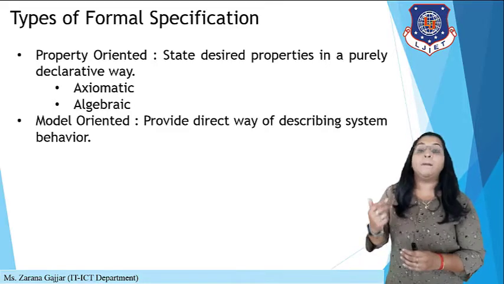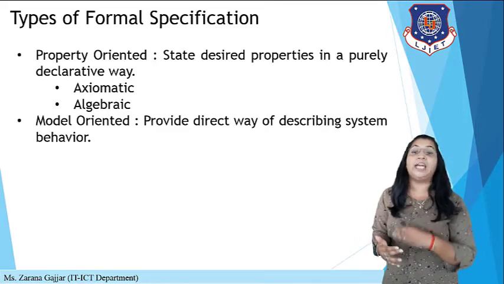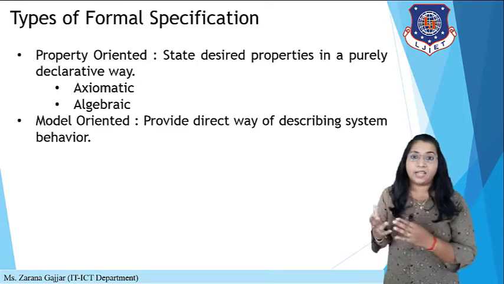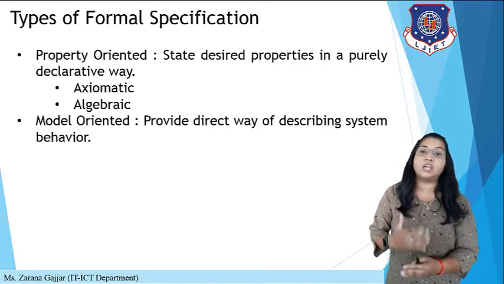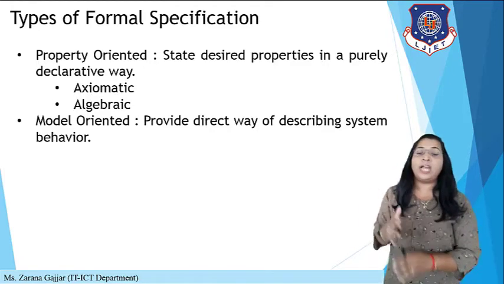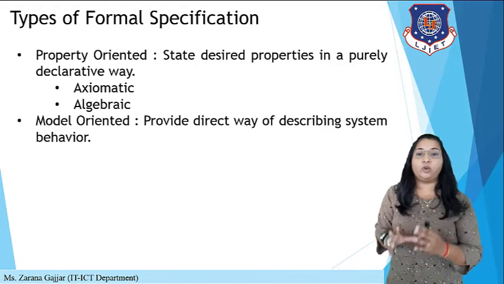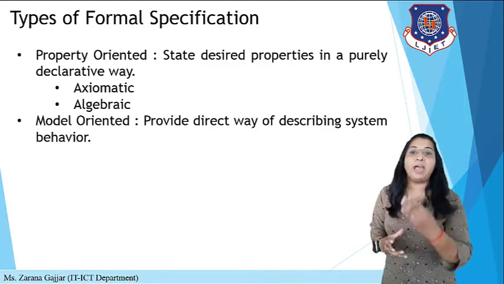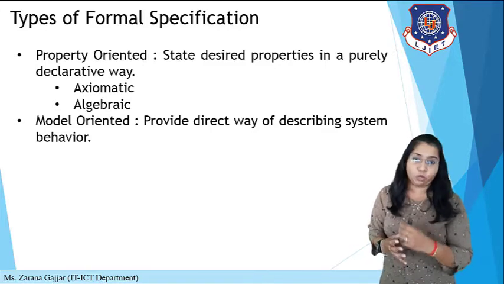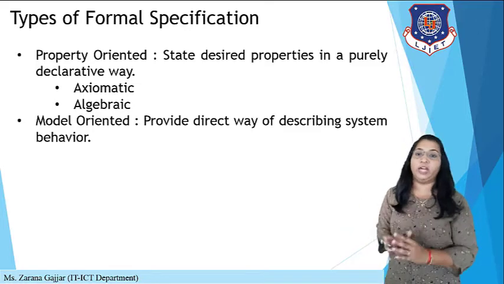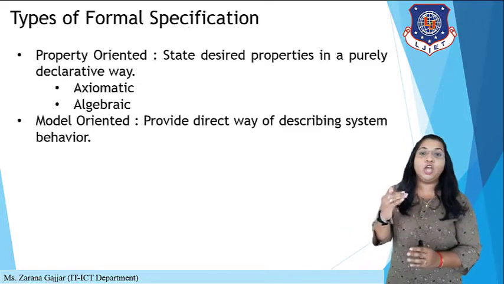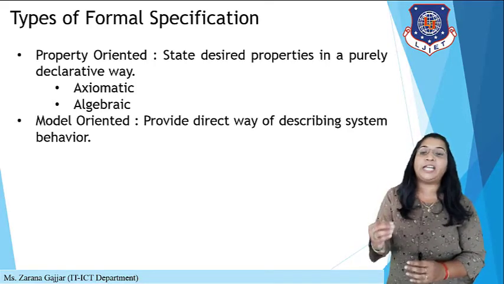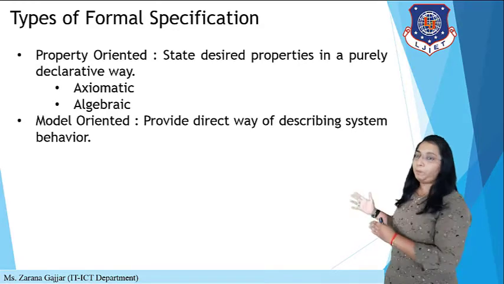And the second type is model oriented, which provides a direct way of describing system behavior. You can draw a class diagram, a DFD diagram, a sequence diagram, an activity diagram and so on. So you are drawing diagrams to show the flow and the behavior of your system, to show the description of your system, right? So that is model oriented. But the other is property oriented, in which you are declaring properties in a purely declarative way. Okay, so that is property oriented.